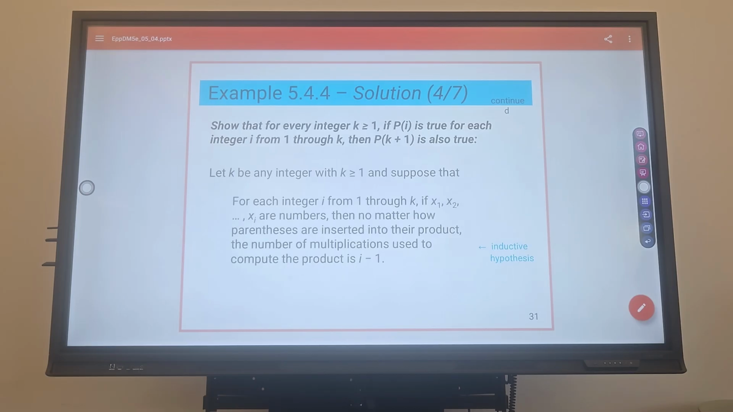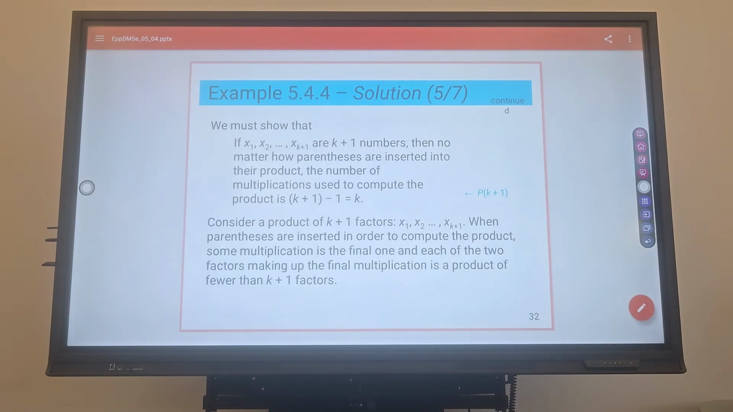Let k be any integer with k greater than or equal to 1, and suppose that for each integer i from 1 through k, if x sub 1, x sub 2, etc. to x sub i are numbers, then no matter how parentheses are inserted into their product, the number of multiplications used to compute the product is i minus 1. All right.